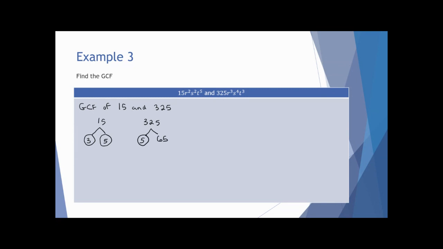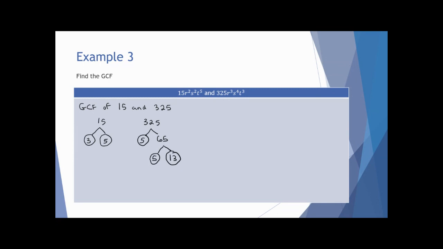Now 65, I know I can divide 5 out of that because the last number is 5. So I'm going to split that up, and 5 is prime. And then I'm going to do 65 divided by 5 on my calculator, and that comes out to 13. And 13 is a prime number. There's nothing that divides into it other than 1 or 13.